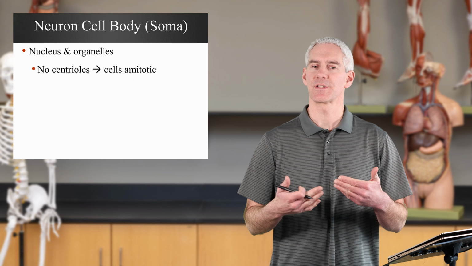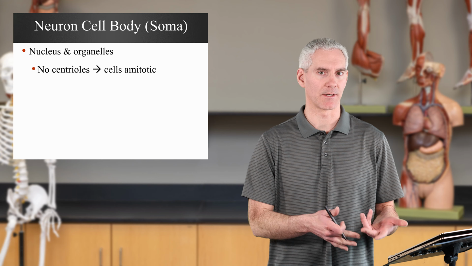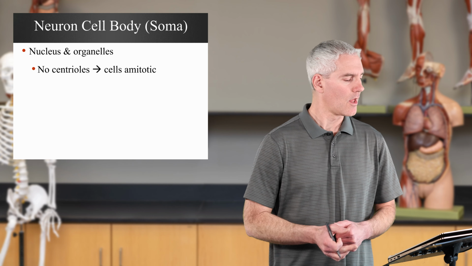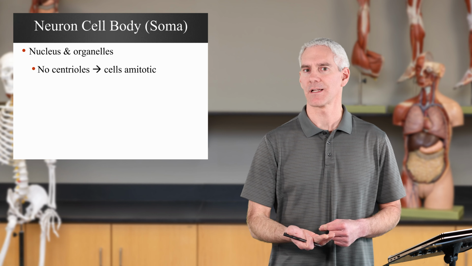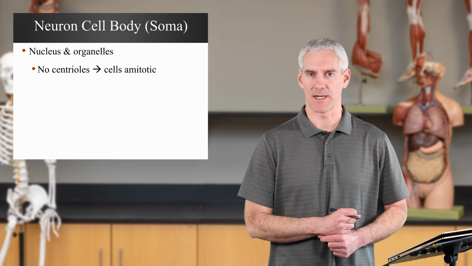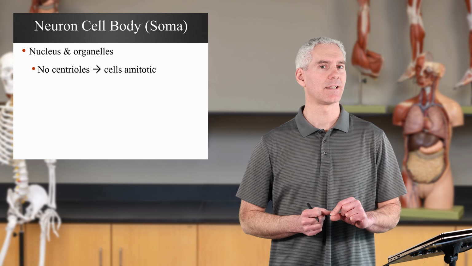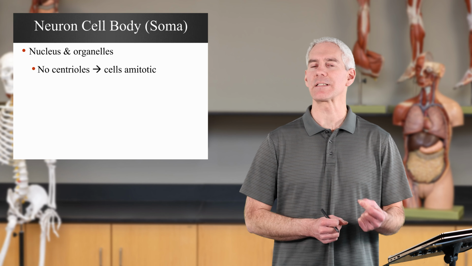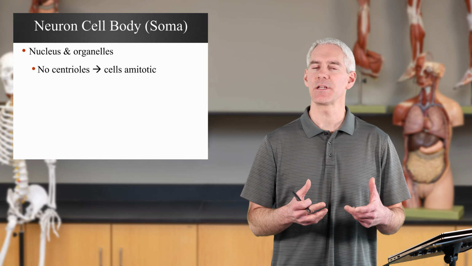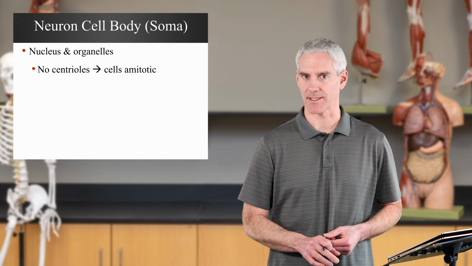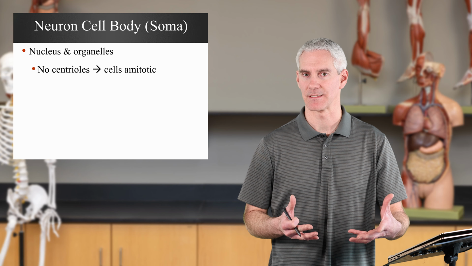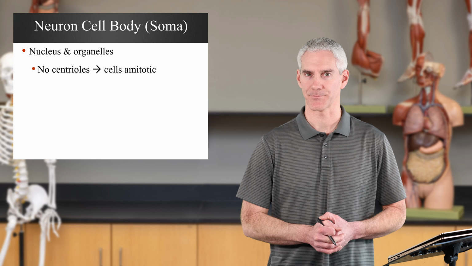Now, another term for cell body of the neuron is soma. So sometimes you'll see cell body, sometimes you'll see soma. But the nucleus and organelles are all found in the cell body. But what's unique, there aren't any centrioles. The reason there aren't any centrioles is because the neuron is amitotic. You're not going to have neurons simply dividing to make more neurons. It doesn't work that way.